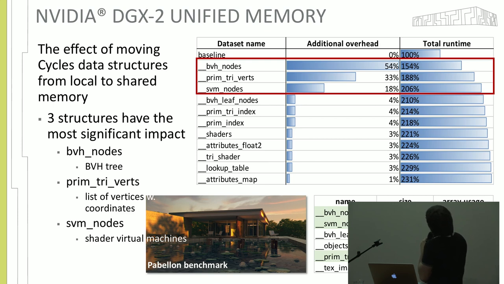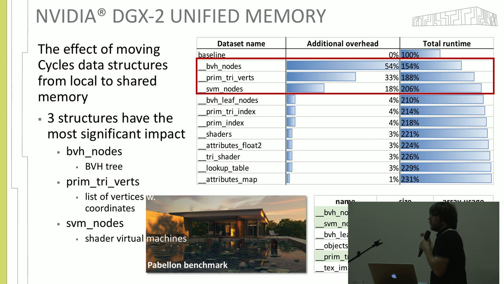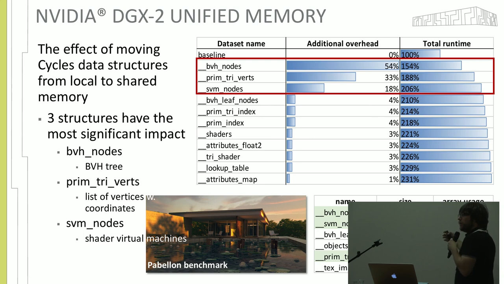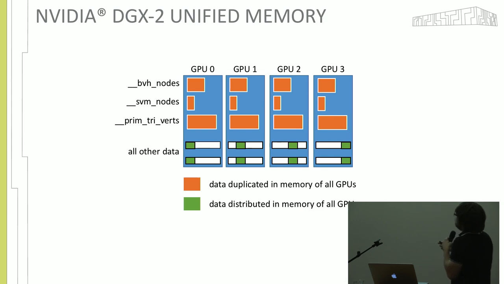Then we also take a look at the size of each of the arrays. This is for the Pabellon benchmark. You see that the amount of memory used by these arrays is quite small, so we can easily afford to duplicate the data and have the best possible access to it. While, for instance, the textures take 70% of the memory but have only 1% of the accesses, so they have a very small impact, and we can easily have them distributed and save memory per GPU.